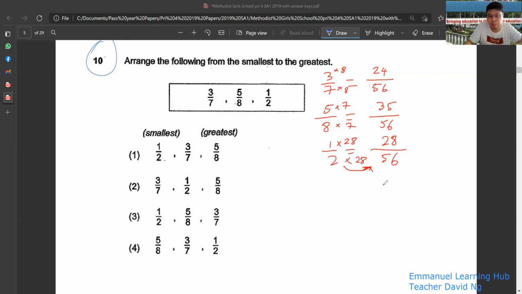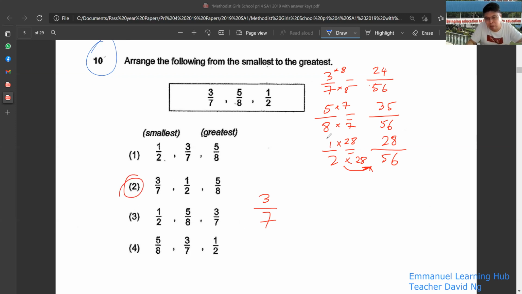Which one is the smallest? Among these three, which is 24 over 56? The answer is very obvious already. 24 over 56 is 3 over 7. So 3 over 7 is the smallest, right? Then among the 4 answers, which one starts with 3 over 7? Number 2. So the answer is number 2.